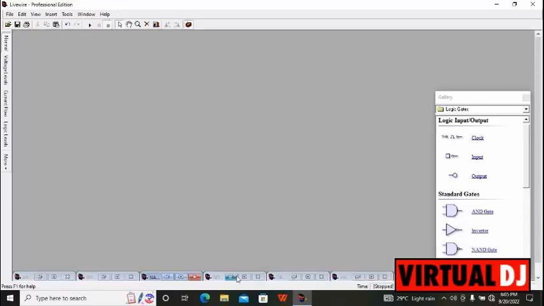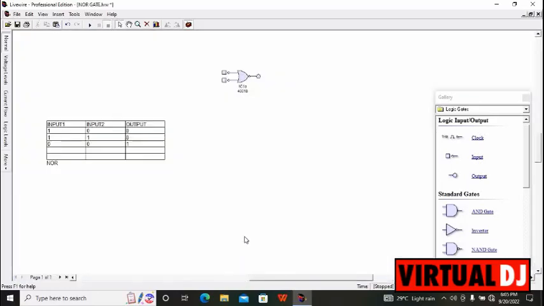So this is the NOT gate. In the next video I'll be shooting on logic analysis. We'll be doing a combinational circuit combining the NOT gate, AND gate, and other circuits together. So let's go to the NOR gate.